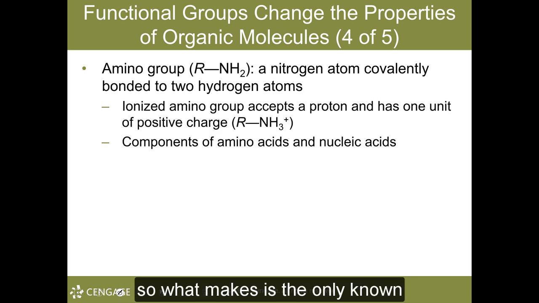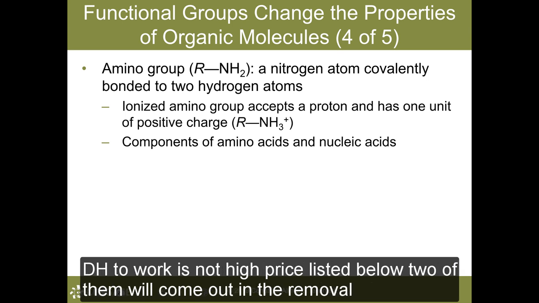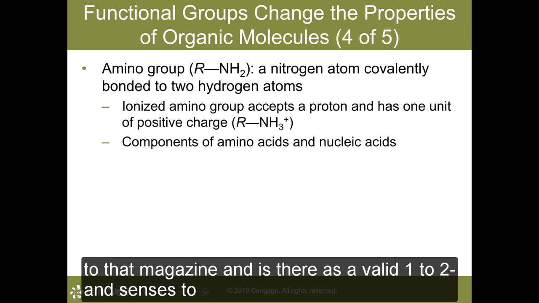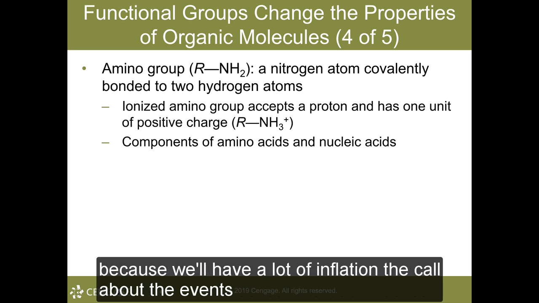Up next is the amino group. The amino group is weakly basic, and we have the NH3 that is ionized, or the NH2, which is not ionized. So let's get into a little more about the amino group. The nitrogen atom is covalently bonded to two hydrogen atoms, that NH2. We find these known as the amines. Please keep these in your back pocket, because we'll have a lot of information to discuss about the amines.